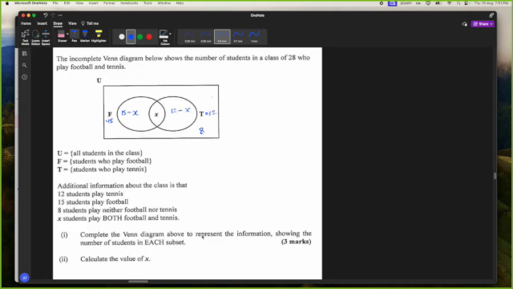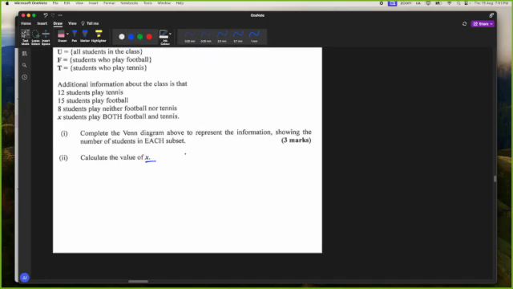Complete the Venn diagram above to represent the information showing the numbers of each student in each subset. So this is the numbers of each student in each subset. So the subset of football only is this. The subset of football and tennis is this. The subset of tennis only is this. And the subset of neither of them will be this. Calculate the value of x.